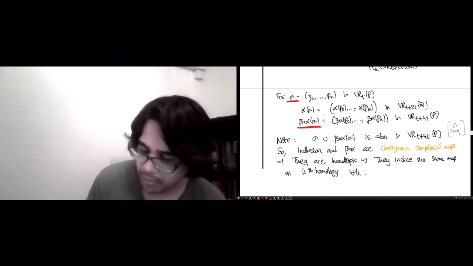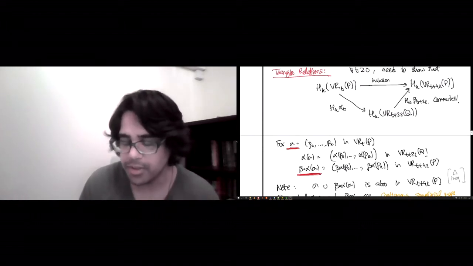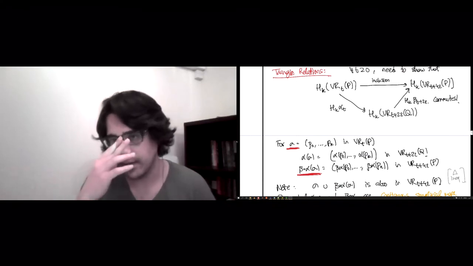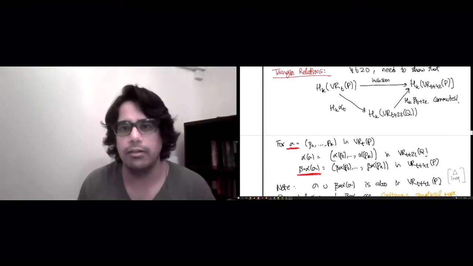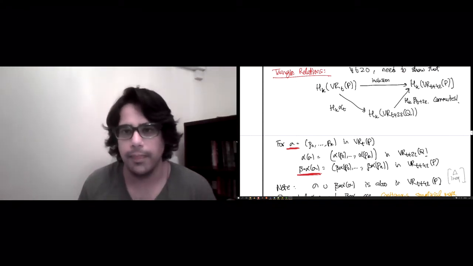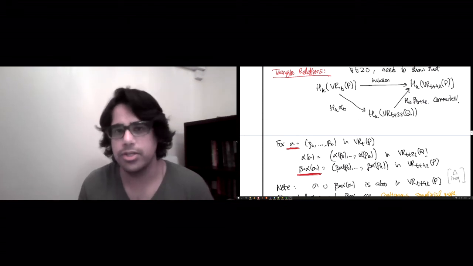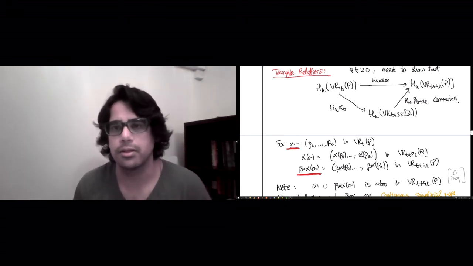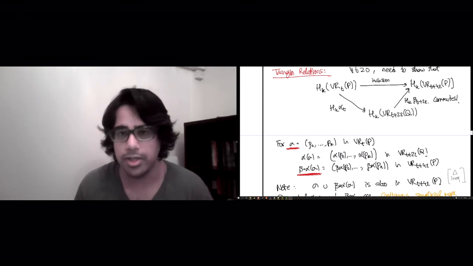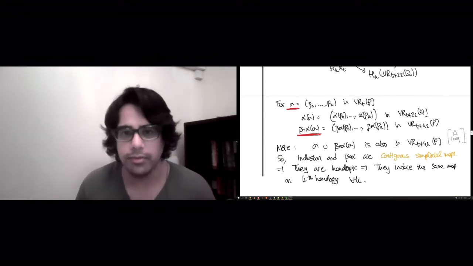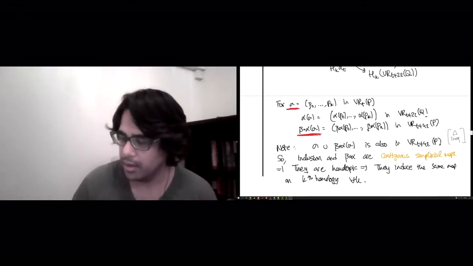So if you go back up to the triangle, all that's saying is that beta composed with alpha is the same map on homology as the inclusion of the Vietoris-Rips complexes on the kth homology. And so that's it. That's the proof that the triangle relation holds.